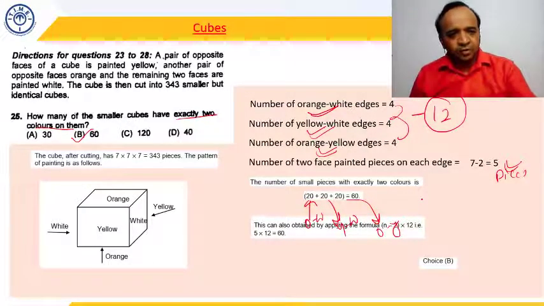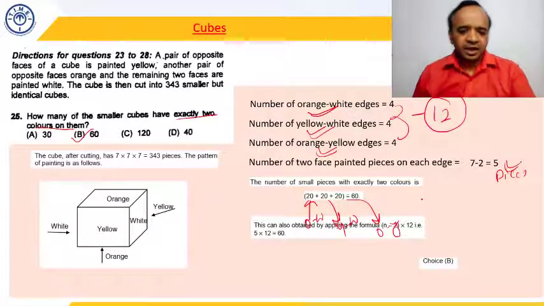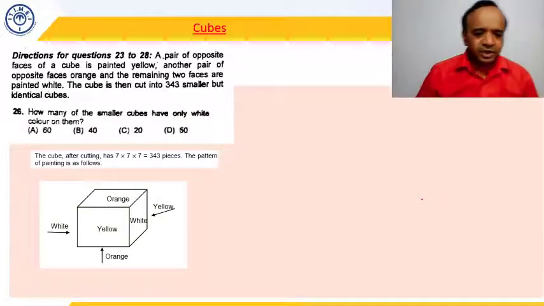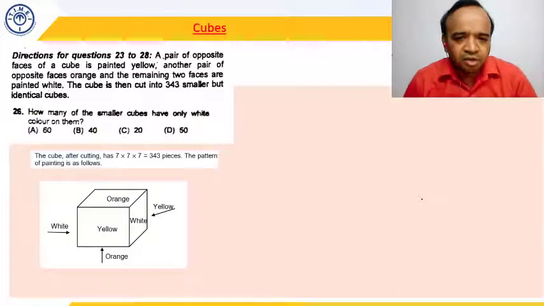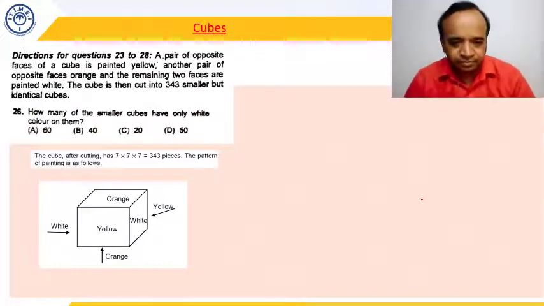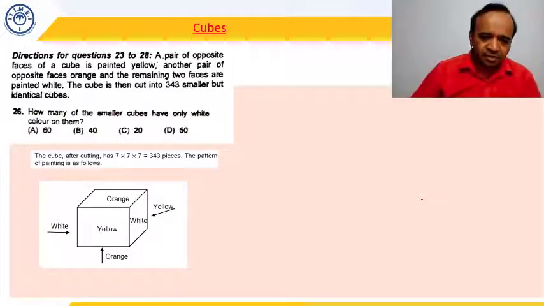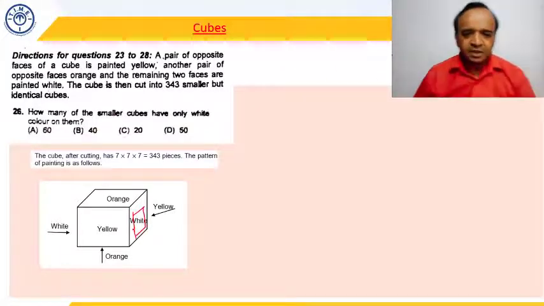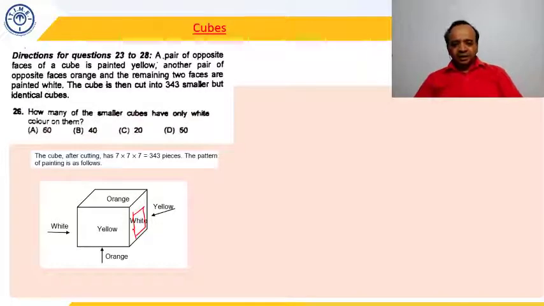Now move on to the next question. And the question is about here. How many of the smaller cubes have only white color on them? Only white color on them. Obviously, if I talk about only white color on them, it means there is only one painted face. Okay, and that must be lying at the faces only. So white color, only white means as per the white face.